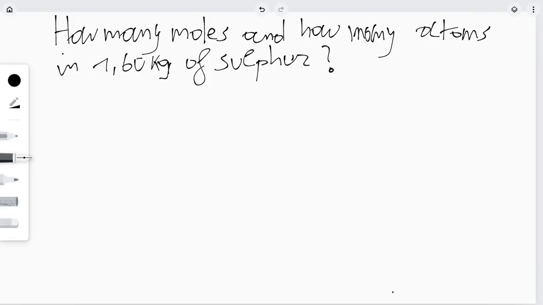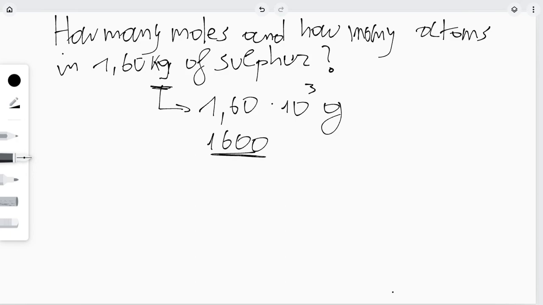We will need some things, of course, there are some things that we need to know. The first thing is that this kilogram is not what we use in chemistry. So we're going to turn this into grams. 1.60 times 10 to the third grams. Why not 1600? Because this has 3 significant digits and we can't add significant digits, so we keep the original significant digits by writing it in scientific notation.